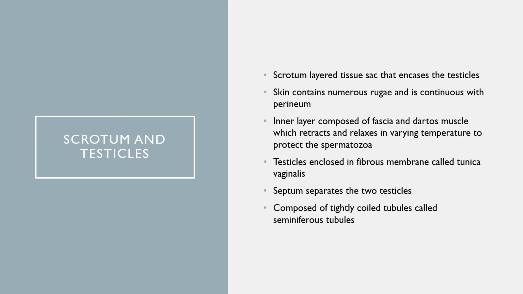The inner layer is composed of fascia and the dartos muscle, which retracts and relaxes in varying temperatures to protect the spermatozoa. The testicles are enclosed in a fibrous membrane called the tunica vaginalis. A septum separates the 2 testicles, and it's composed of tightly coiled tubules called the seminiferous tubules. Those are their main function there. The seminiferous tubules are to produce testosterone.